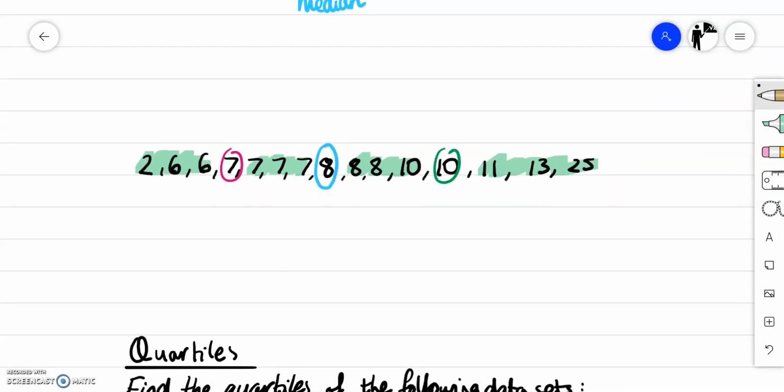We've got special names for these. This is the median, this is the lower quartile, and this is the upper quartile.